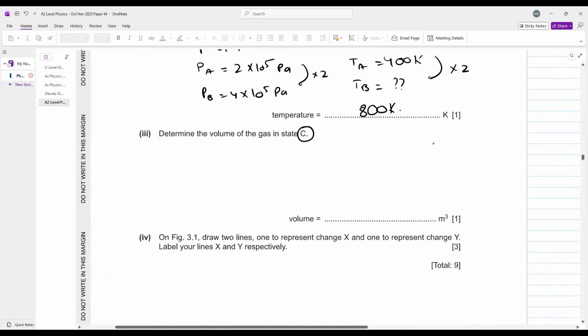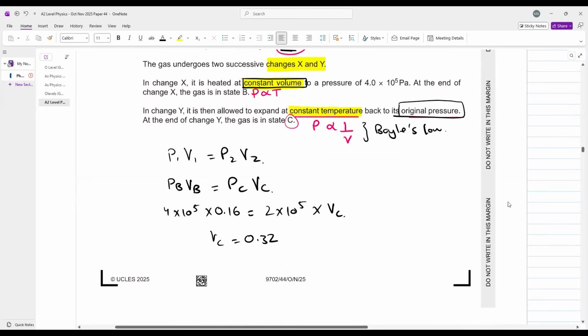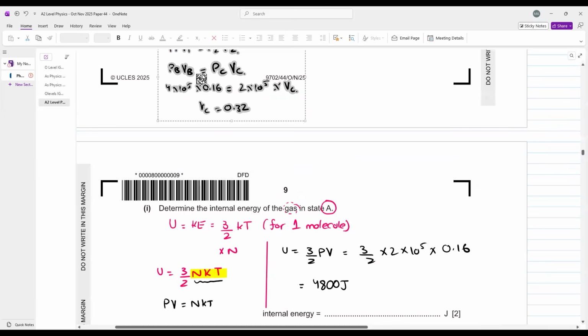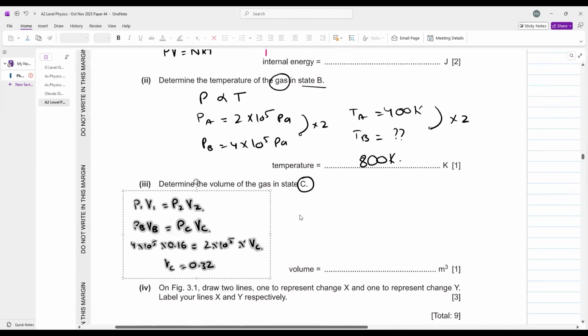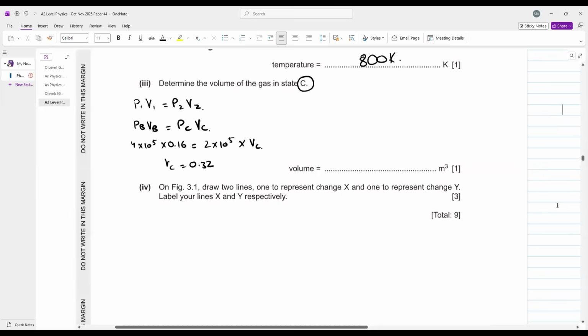Okay. Should I bring this working here? चलो मैं ले आता हूँ. Just for the sake of it, let's do it. एक एक मार्क के सवाल थे, literally very easy. Let's see what is the examiner saying next. अच्छा. On figure 3.1, draw two lines, one to represent change x and one to represent change y. Label your lines x and y.